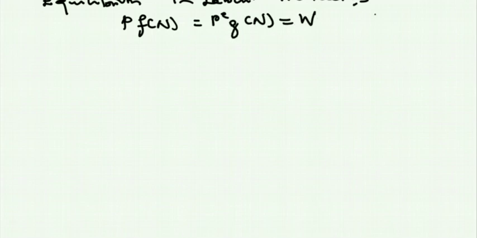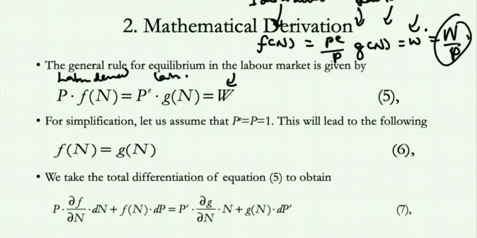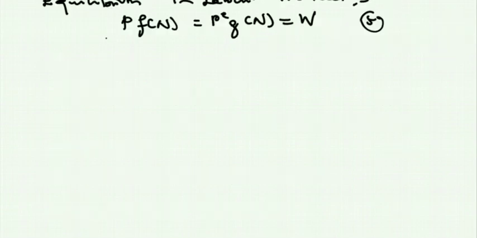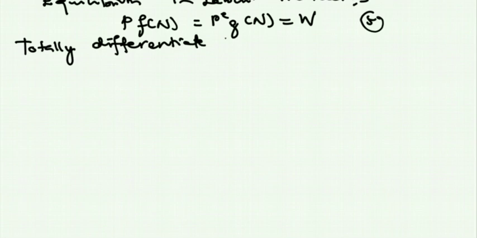Okay, I'm rewriting again here. Fn equals to PEGn equals to capital W, or nominal wage. All this is expression 5, because I'm following the numbering of the equations here. What you need to do is totally differentiate 5. When you totally differentiate 5, let's look at the left hand side here.